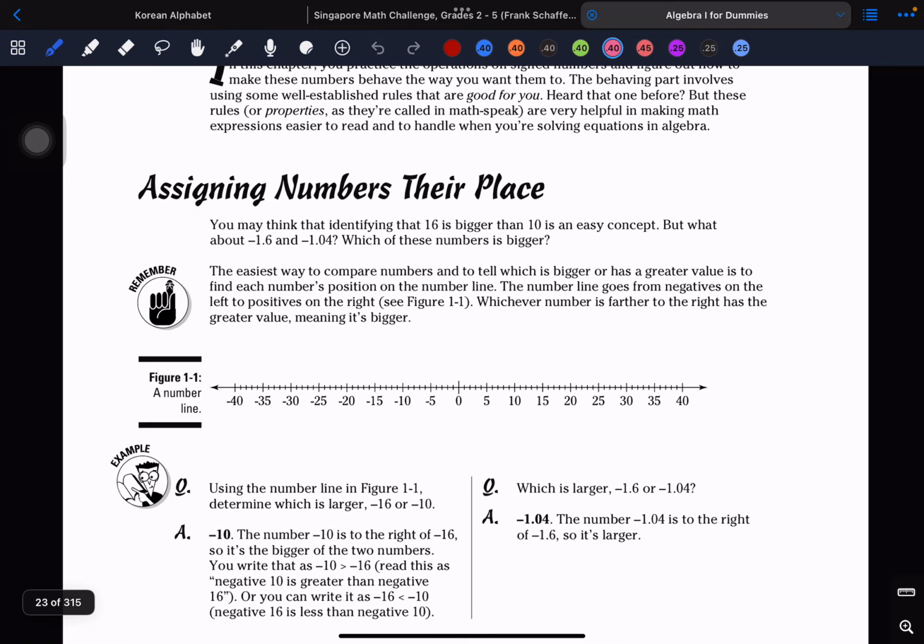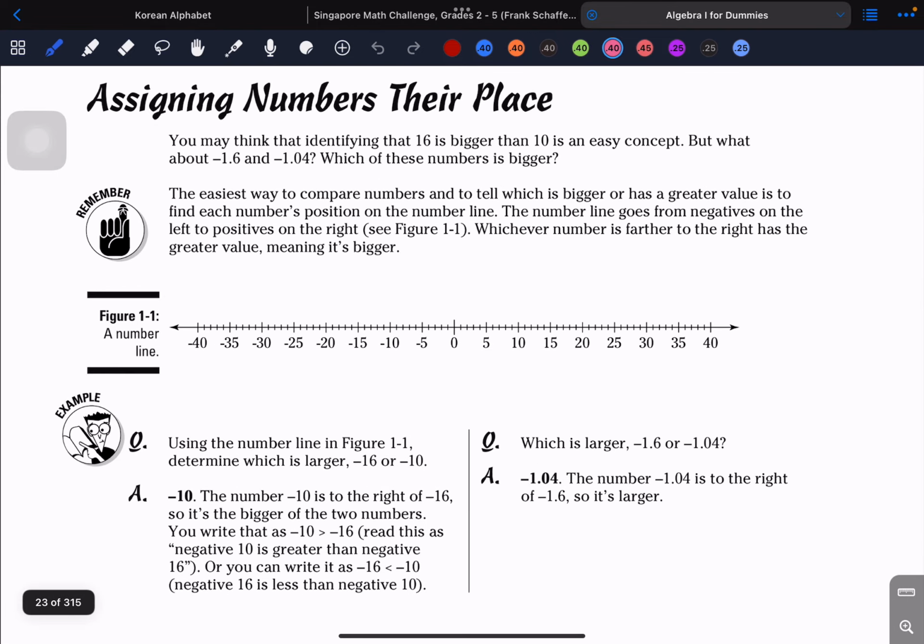Assigning numbers their place. You may think that identifying that 16 is bigger than 10 is an easy concept. But what about negative 1? But what about negative 1.6 and negative 1.04? Which of these numbers is bigger? The easiest way to compare numbers and to tell which is bigger or has a greater value is to find each number's position on the number line.